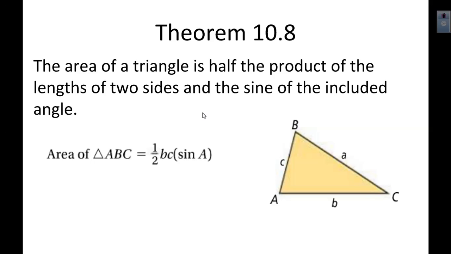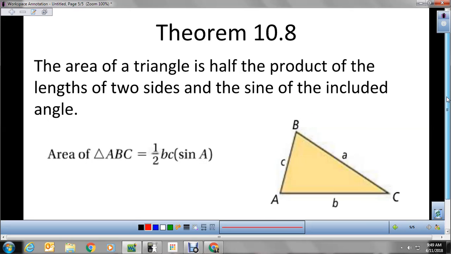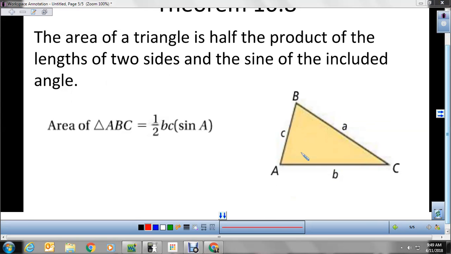All right, so this is going to be part 2. We're going to look at how we find the area of a triangle using trig. So the area of a triangle is half the product of the lengths of the two sides and the sine of the included angle. So the way this works is if we have a triangle that's not a right triangle, we can use this equation to help find the area.